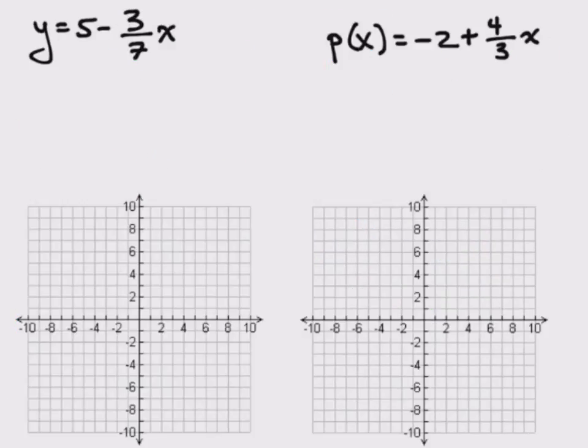Alright, time for some practice. Here we've got an equation, y equals 5 minus 3/7 x, and on the right we've got a function, p of x equals negative 2 plus 4/3 x. They're both in slope-intercept form, so why don't you pause the video and graph them.